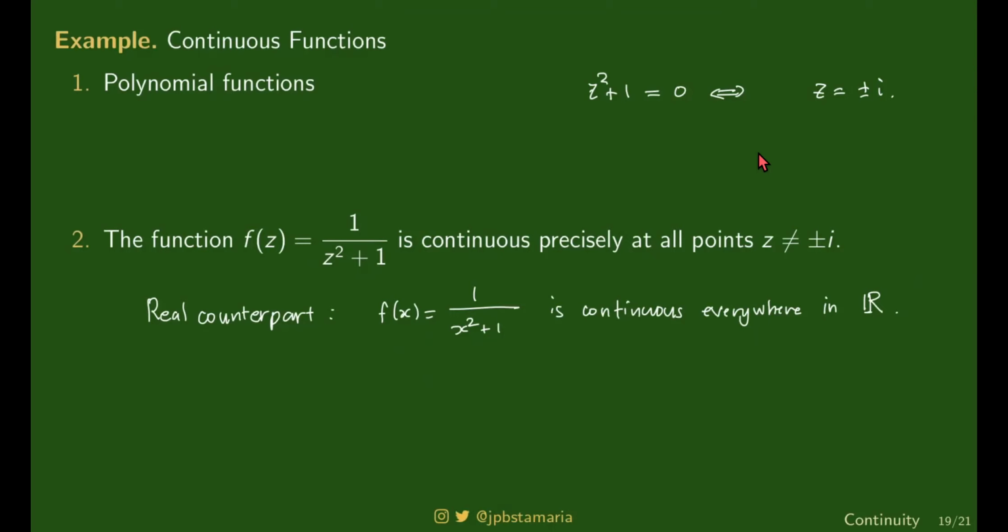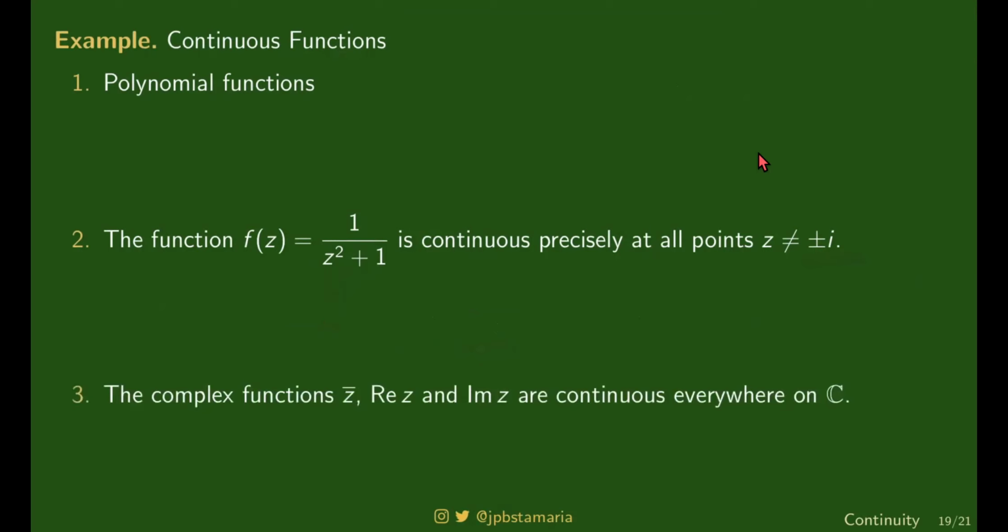Yun yung pinagkaiba. Unlike before, yung function na ito ay continuous everywhere. But in the complex plane, this function has two discontinuities. And they are found at the numbers i and minus i. Okay, what else?